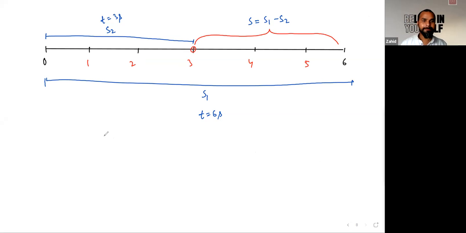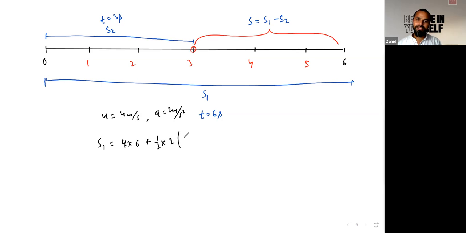Okay, let me solve. First, we have u was 4 meters per second and a was 2 meters per second squared. So first for S1, it would be u into t, 4 into t, plus half times a t squared. 2 and 2 get cancelled out. 4 sixes are 24, and the square of 6 is 36. So it will be 60 meters.